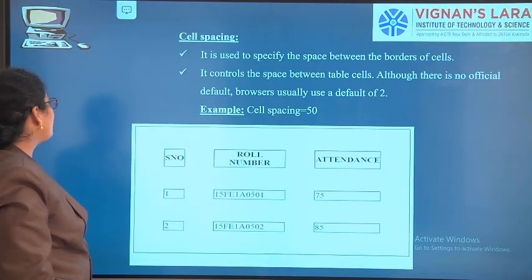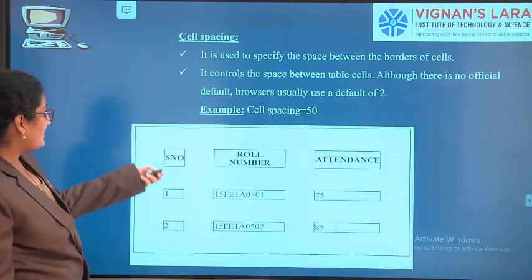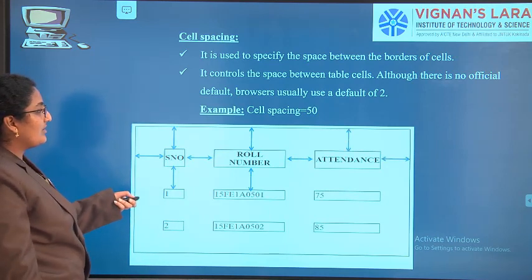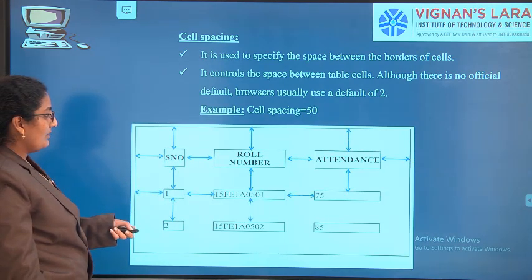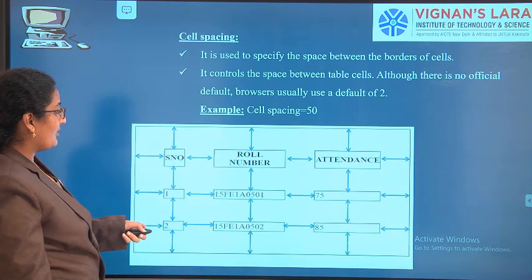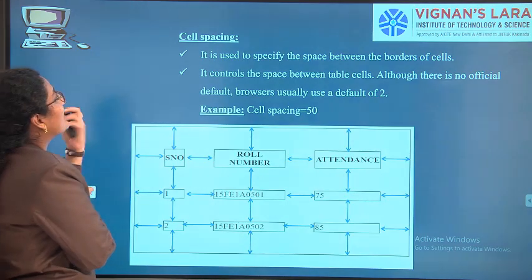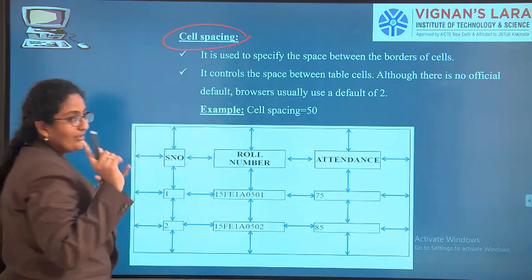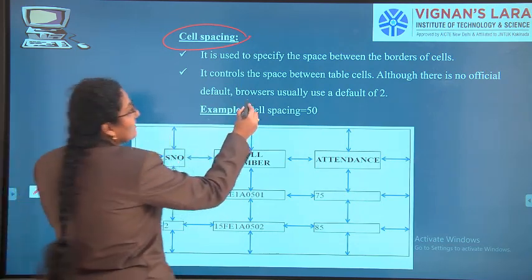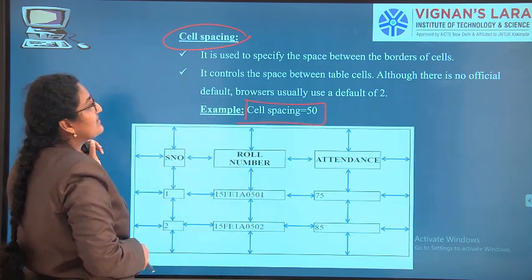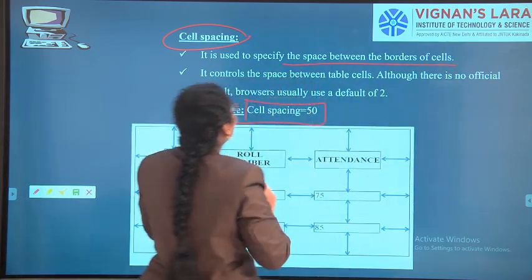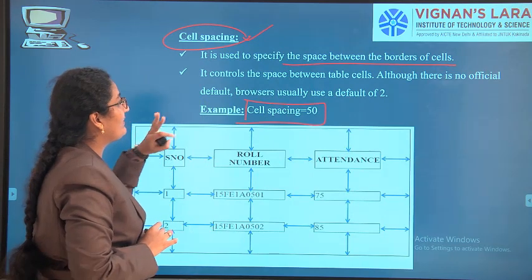So next attribute is cell spacing. Observe the blue lines on the screen. As I told you, table is not just rows and columns. Table is about cells. We can give cell spacing manually. This cell spacing is another attribute of table. It is used to give the space between borders of the cells.